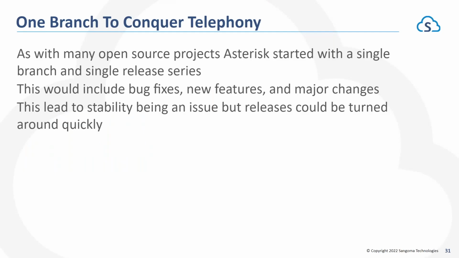Versioning and support. In the beginning, there was one branch to conquer telephony. This is a common thing with a lot of open source projects. They just start with a single branch and a single release series. That branch would include bug fixes, new features, major changes, re-architectures, you name it. This did lead to stability being an issue. However, releases were turned around quickly. And in the beginning, for those who actually deployed Asterisk, you'd probably wait maybe 4 or 5 releases before you actually trusted something was stable enough to release.